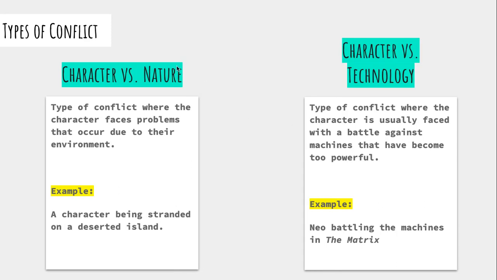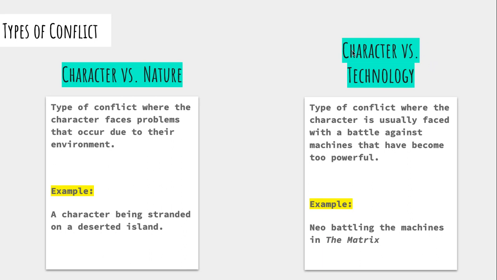All right, our last 2, we have character versus nature. This is the type of conflict where the characters face problems that occur due to their environment. Okay, so being stranded on a deserted island, a long walk to water, having to cross a dangerous river, or being stuck in the desert without any water, or being on a long journey without any food. These are all character versus nature conflicts.